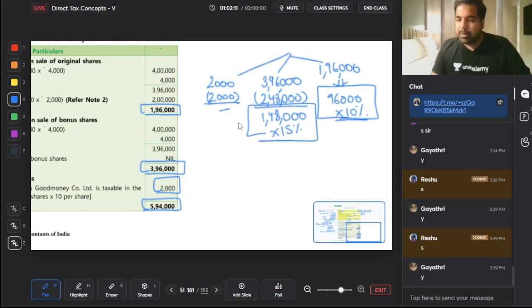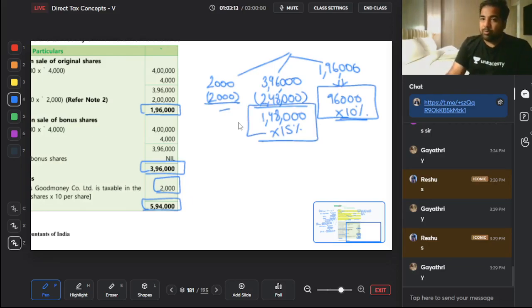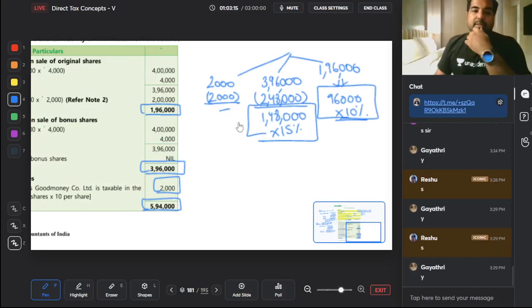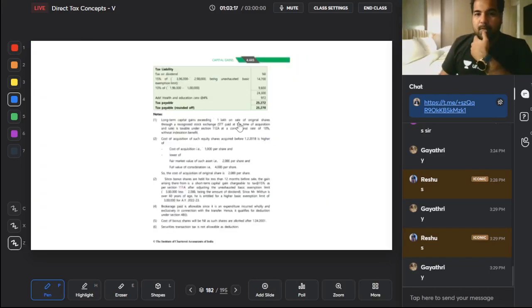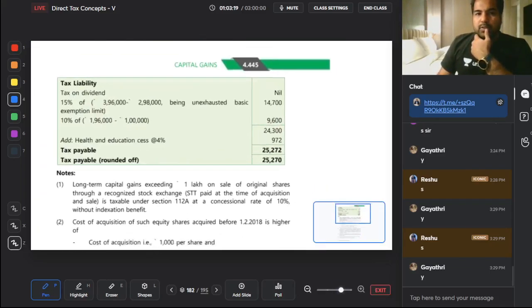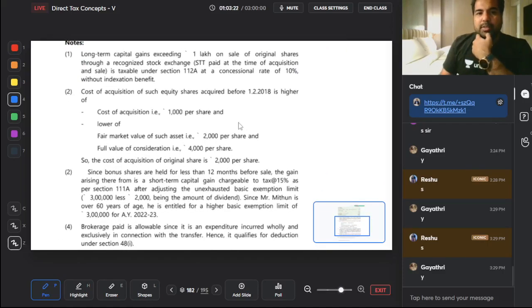On that, will there be surcharge? No, because the income is not more than 5 lakh. On that, will there be cess? Yes. So this is your answer. This is your question. This is the new cost of acquisition, Arun Jaitley's speech date.